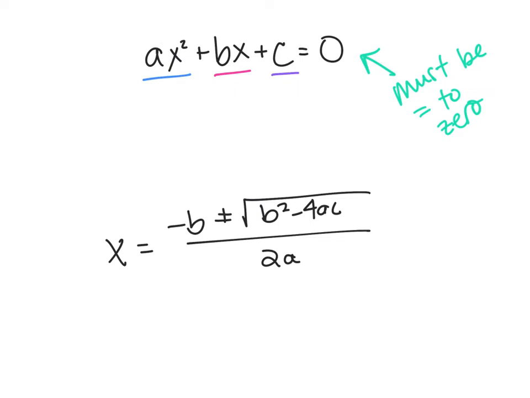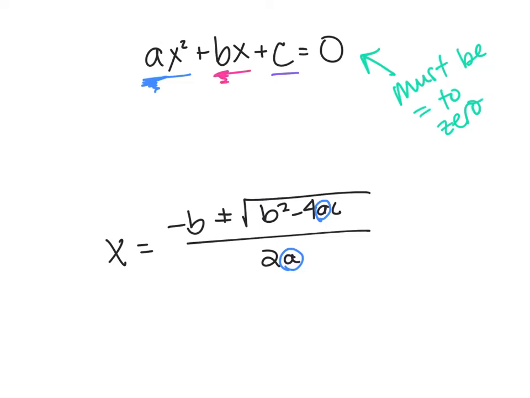The a value, so notice in our equation, the opposite of b plus or minus square root of b squared minus 4ac all over 2a. This a value goes in two spots. That a value is always the coefficient of x squared. So it's not necessarily always the first number. You always want to make sure your equation is arranged right first. It's always the coefficient to x squared.